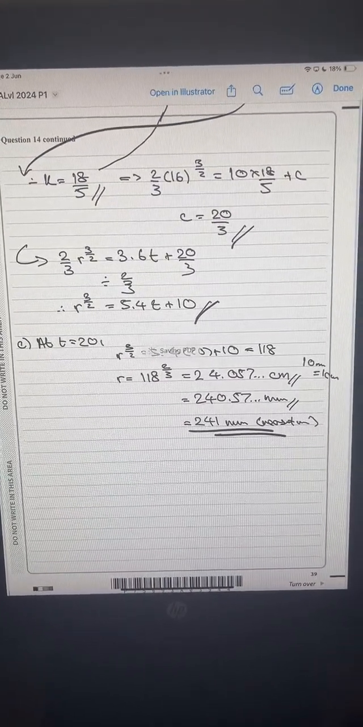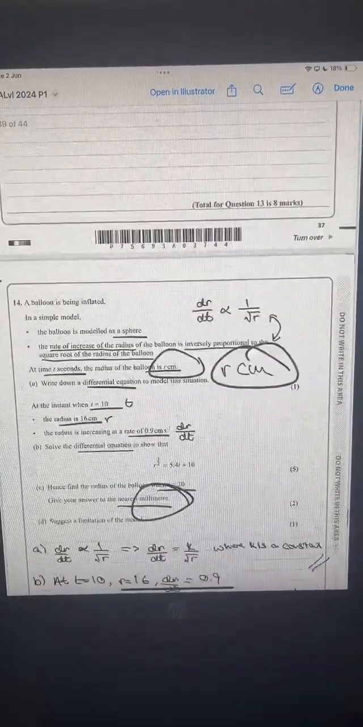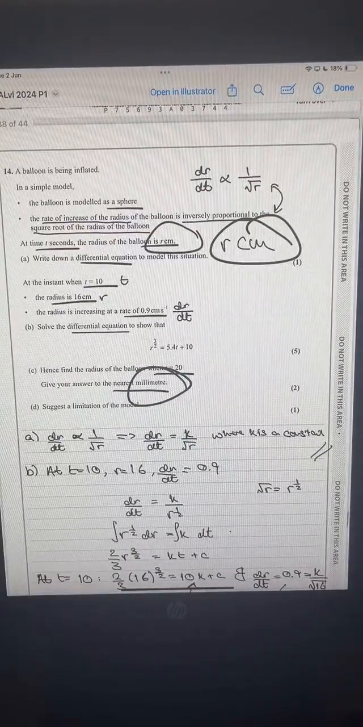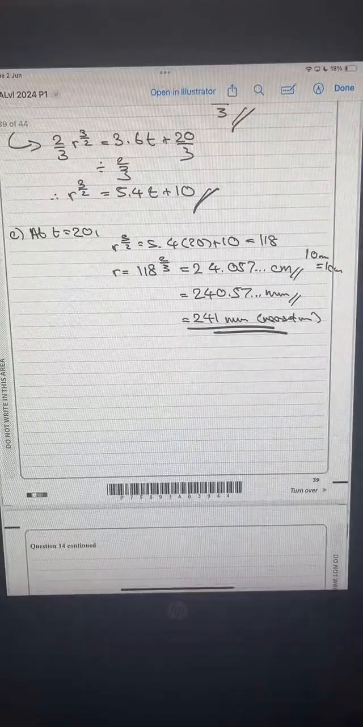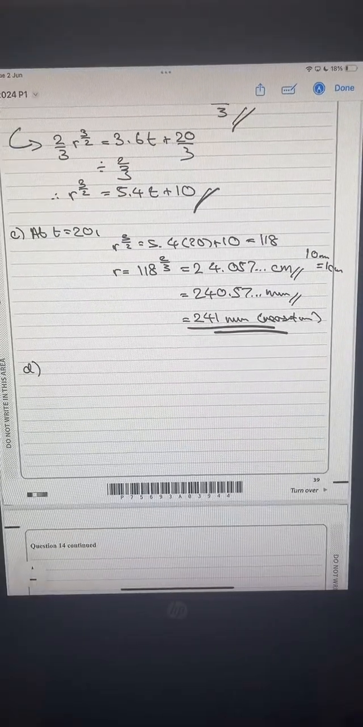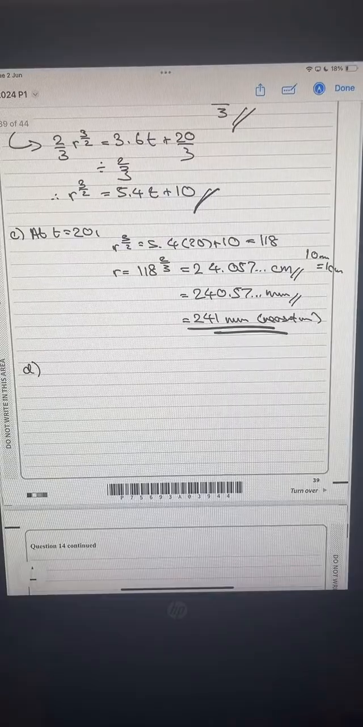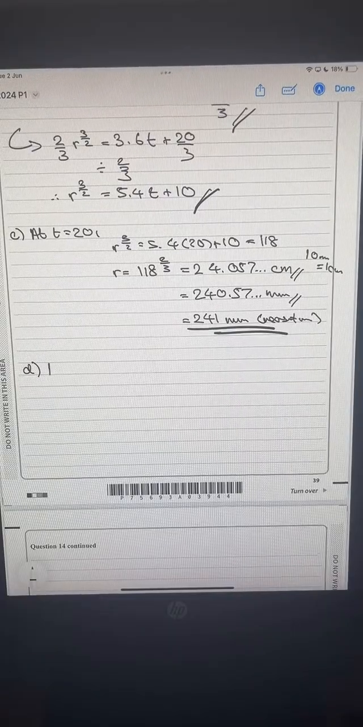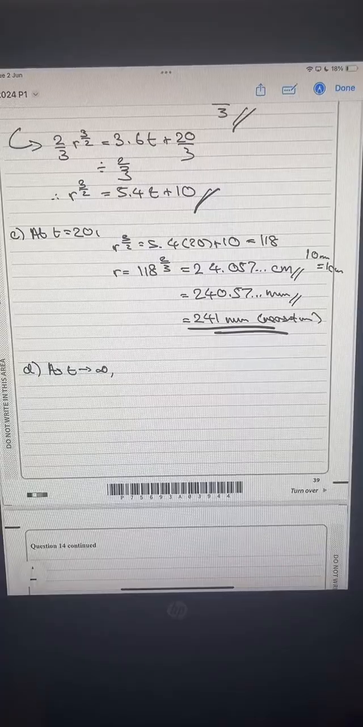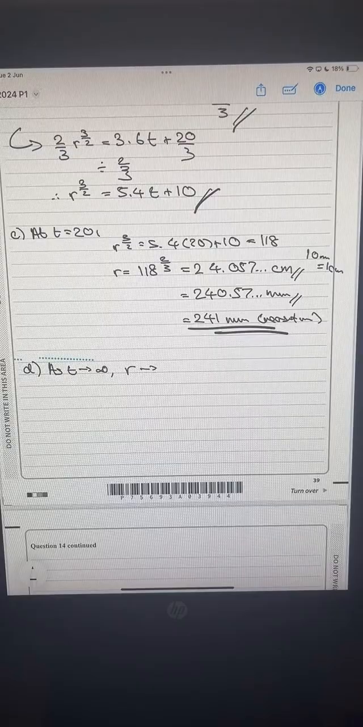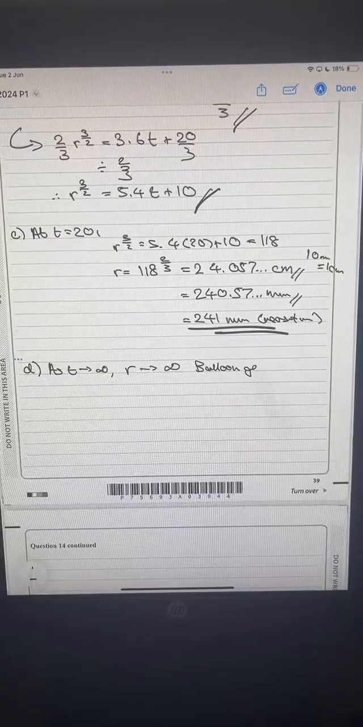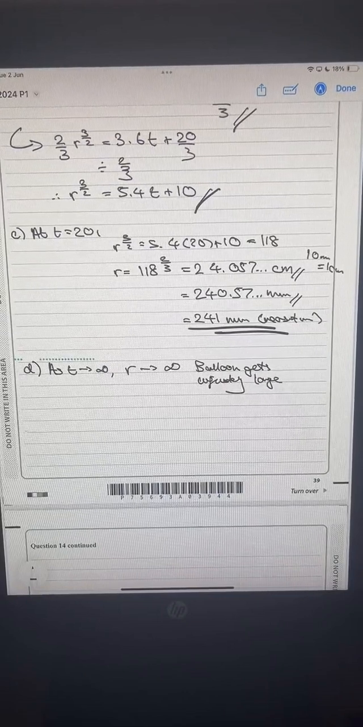Nice. Part D is where I got excited in the exam and I put an exclamation mark. Suggest a limitation of the model. So this is what I wrote. If you're trying to talk about limitations, go talk about extremes. So as t tends to infinity, what does your model tend to? What does R tend to? Plug in increasingly large values, and you'll find that R also tends to infinity. So i.e. the balloon gets infinitely large.